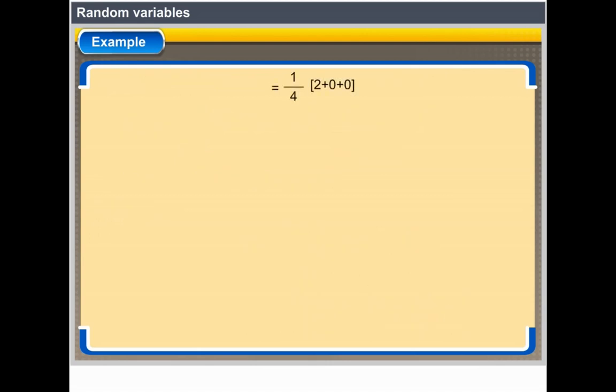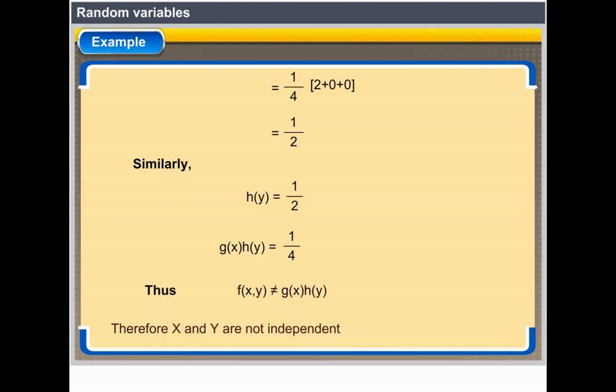Finally, substituting the limits, we get 1/4 into (2 plus 0 plus 0). Then the final value is 1/2. Similarly, h(y) equals 1/2. Then g(x) into h(y) equals 1/4. Thus, f(x, y) is not equal to g(x) into h(y). Therefore, x and y are not independent.